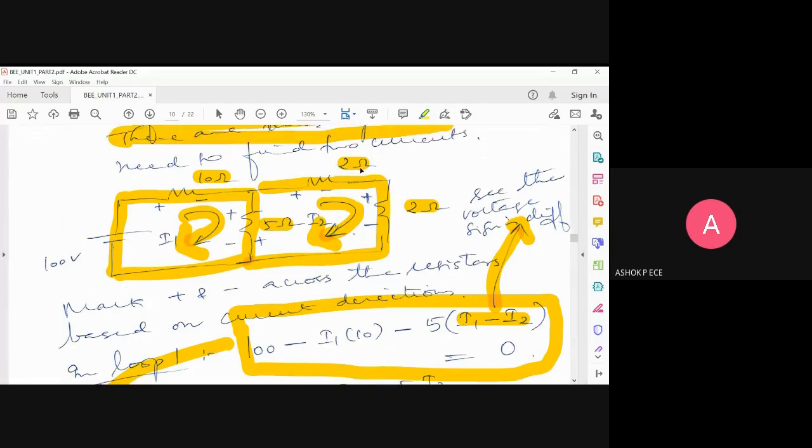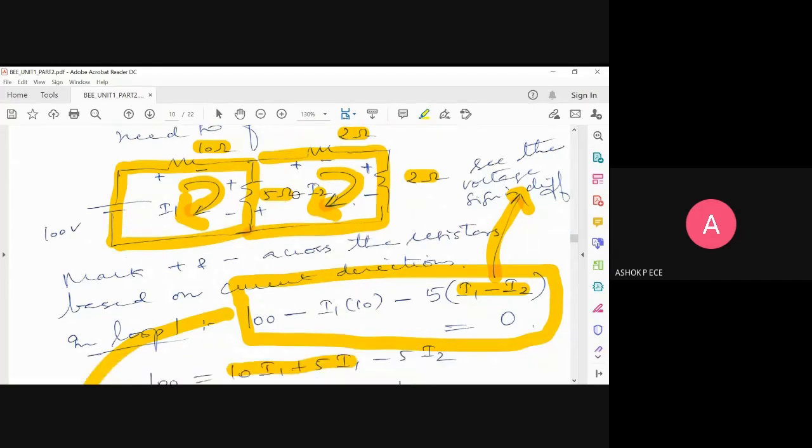First see which resistances are there in loop 2 only. See, 2 ohms and 2 ohms are there only in loop 2. This 5 ohm is common to both loop 1 and loop 2, right? So first write for this 2 ohms. See, the current flowing through 2 ohms is I2. It is flowing from plus to minus, so it is minus 2I2. Same way, see here, current flowing through 2 ohm is I2. Again, the direction is plus to minus, so again minus 2I2.